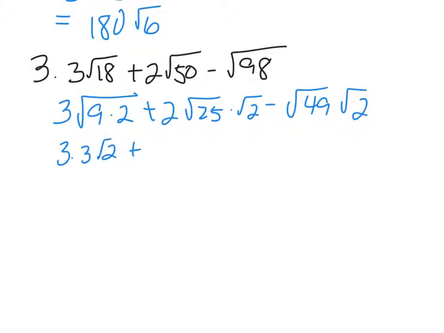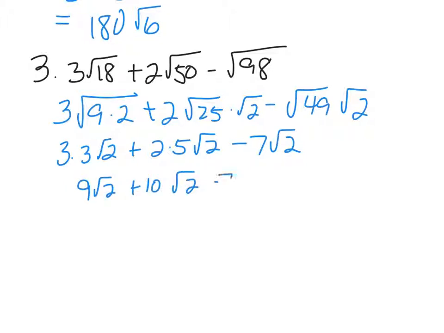Square root of 25 is 5. Square root of 49 is 7. So I've got 9 square root of 2 plus 10 square root of 2 minus 7 square root of 2. 9 plus 10 is 19, minus 7 is 12.